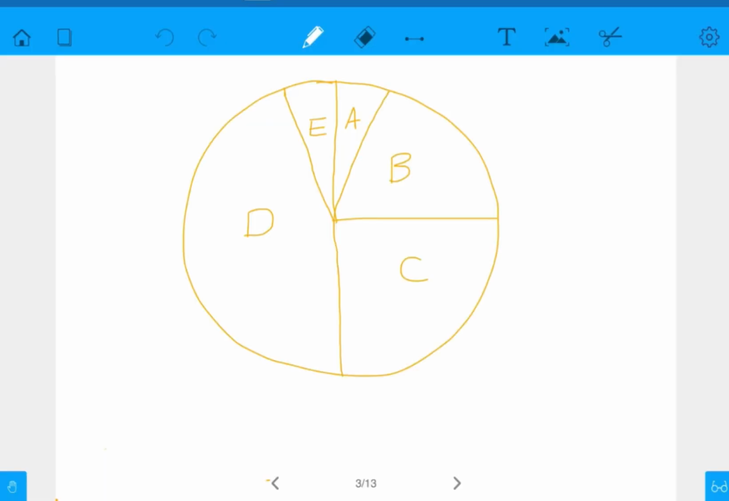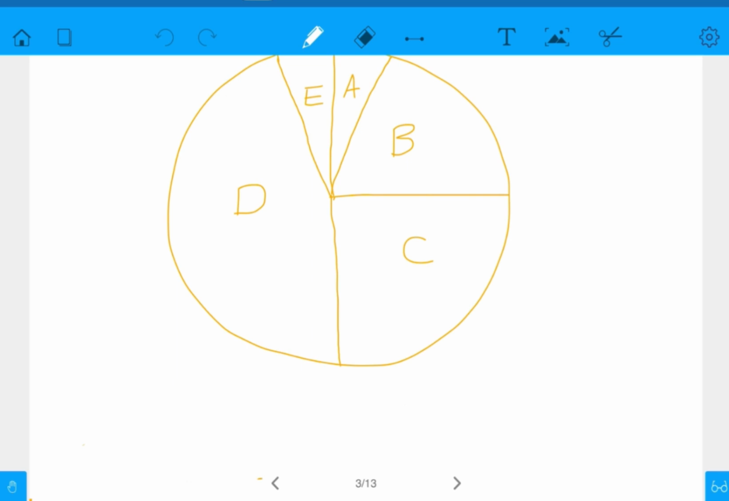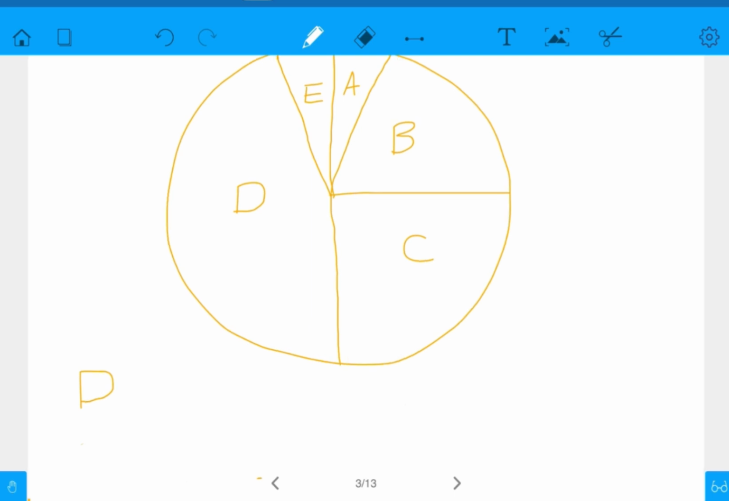To find out which section has the highest chance of being chosen, well, that would be the largest sector, so that would be D. And then the next part is which two sections have an equal chance of being landed upon, so that would be E and A.